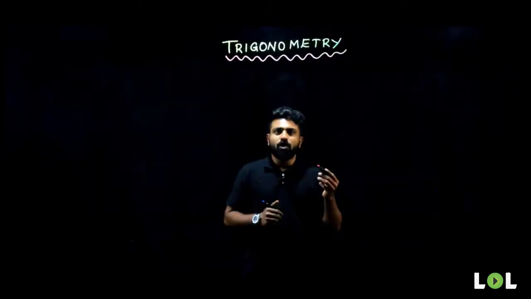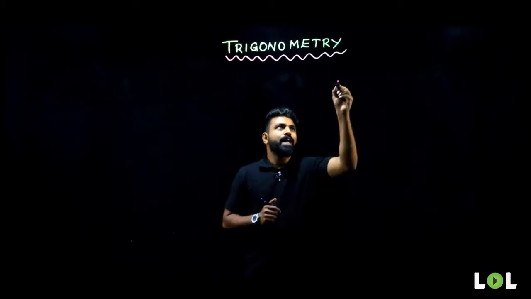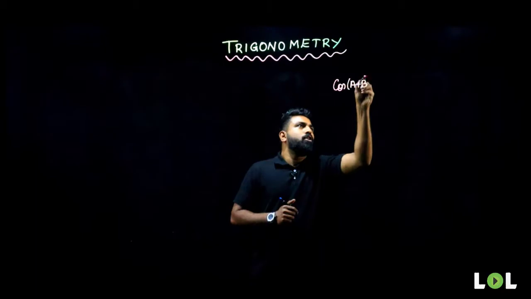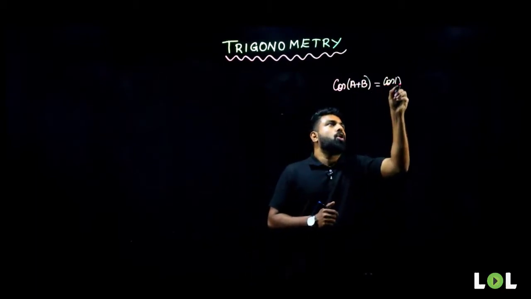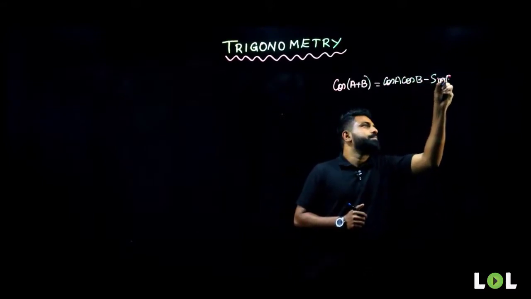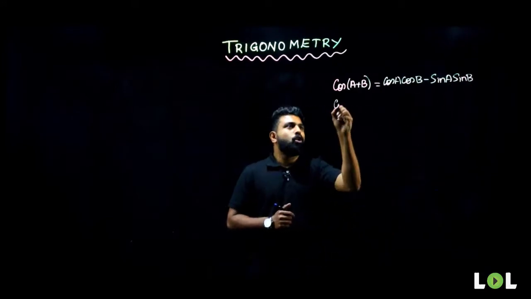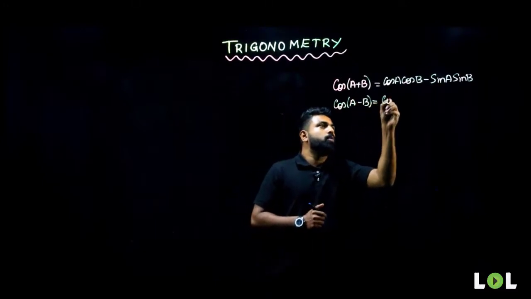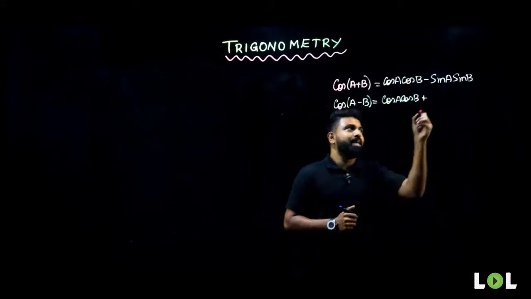Now we are done for sine of a plus b and sine of a minus b. Now what if I write the same for cos of a plus b and cos of a minus b? What is the value for cos of a plus b? Cos of a plus b can also be written as cos a cos b minus sin a sin b. So now what can I write my cos of a minus b as? My cos of a minus b is equal to cos a cos b plus sin a sin b.